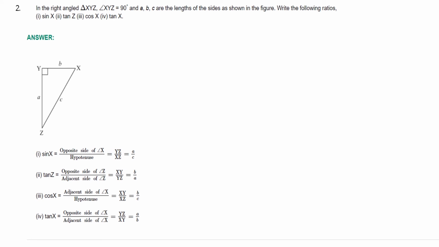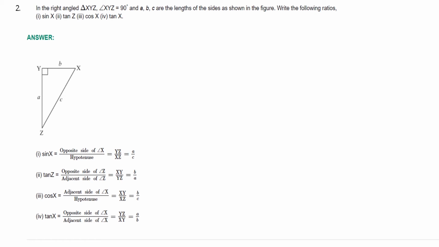In the right angle triangle XYZ, measure of angle XYZ is equal to 90 degrees and a, b, c are the lengths of the sides as shown in the figure. Write the following ratios. First one, sin X. Second one, tan Z. Third one, cos X. Fourth one, tan X. Look at the figure and write.